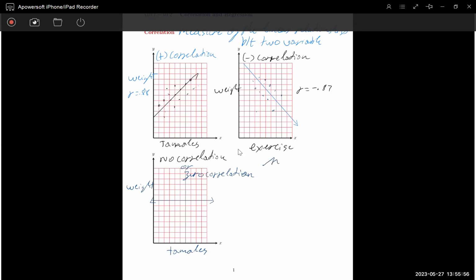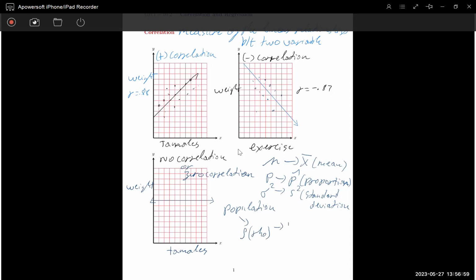which means we change mu to the X bar. So this one is mean, and we get p to the p hat. So we can say proportions, and sigma squared to the S squared. So this one is standard deviation. Population, population. So this one is p, we can call this one rho. So this one is alpha.